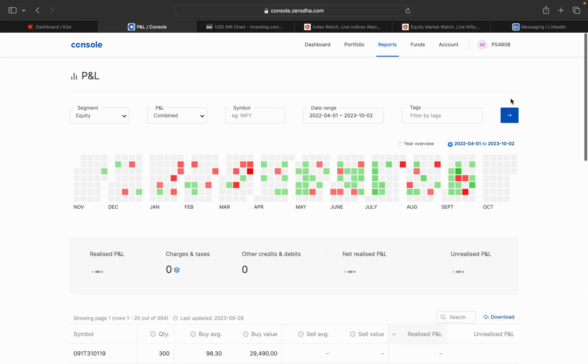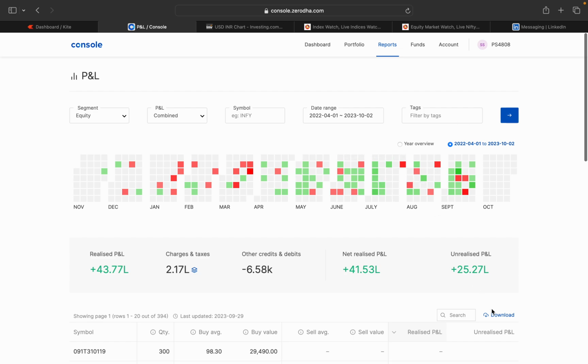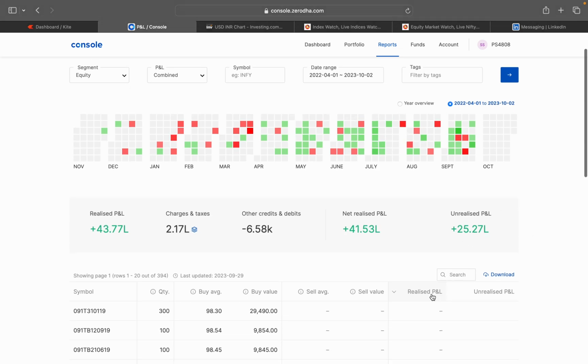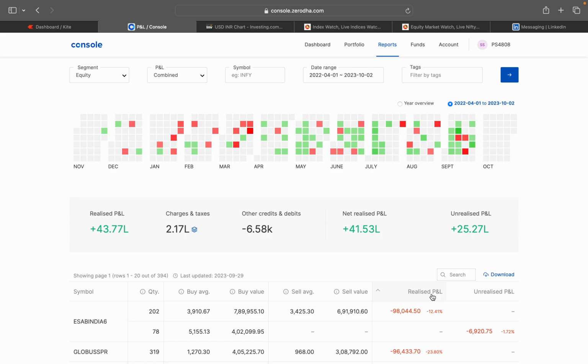And obviously now the equity segment, because this is a segment that has done well. Okay, so here we are seeing 41.5 lakhs as booked profit in the equity segment, and 25 lakhs unbooked, which would mean that roughly 66 lakhs in this particular segment. Though I am quite surprised.